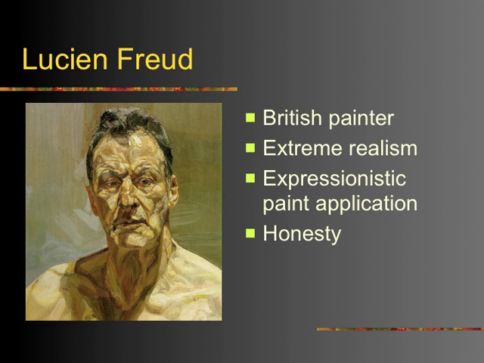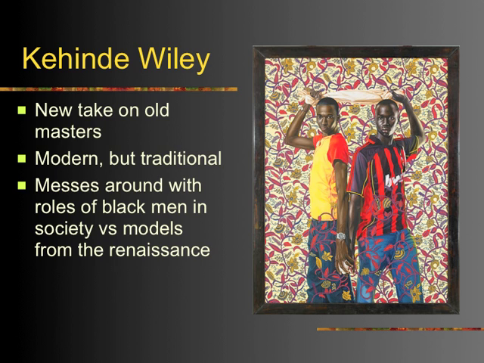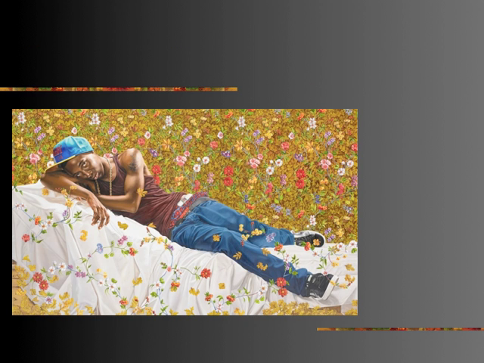Kehinde Wiley is a current artist, an African-American artist who has taken a twist on some of the old masters. He takes usually black men and women who normally aren't exactly society's role models, so to speak, and he casts them in the role of a role model. So he will draw and paint them in these very elaborate canvases that show a very detailed background that's almost like from the Renaissance, but then he will put the current modern people on top of that. This is another one by him.